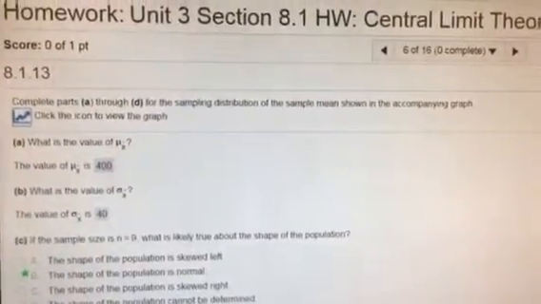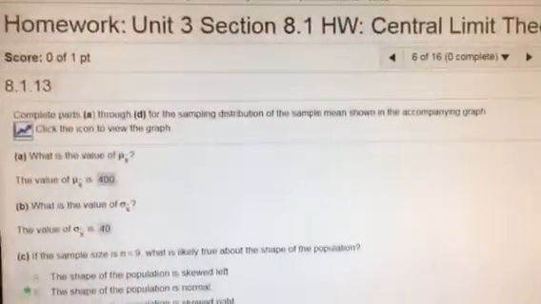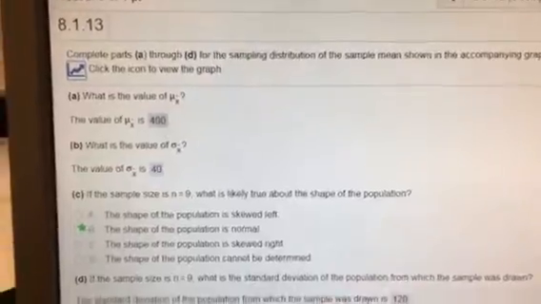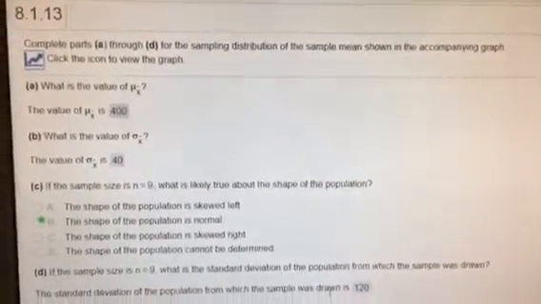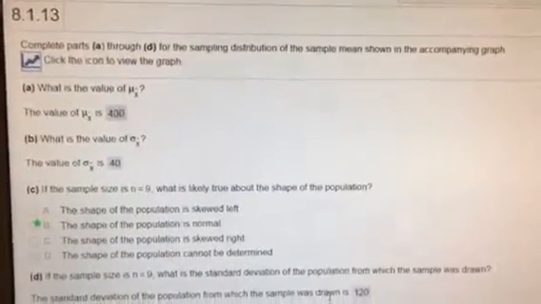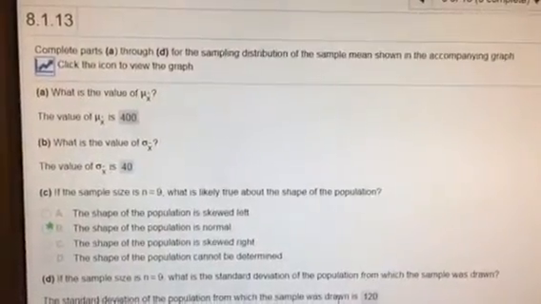Okay, here's the next video. We're going to look at problem number 6 in our homework from section 8.1 in Unit 3. This is a problem that a lot of my students had trouble with in class, so what I want to do is help you by showing you how to go about this problem.